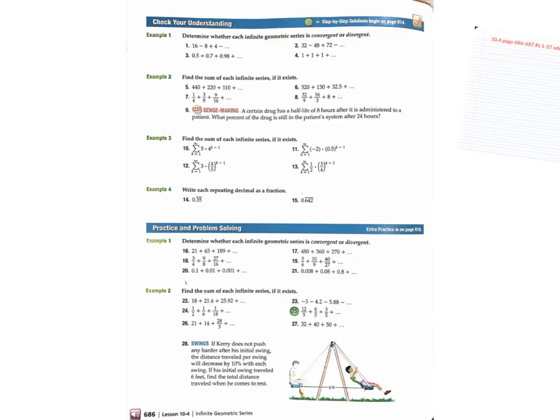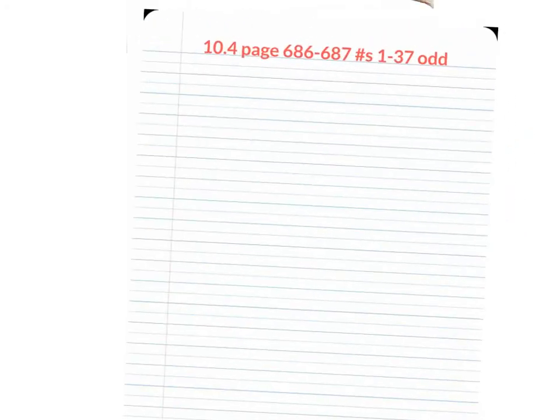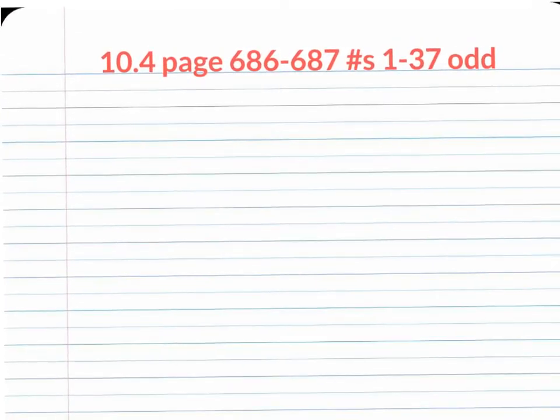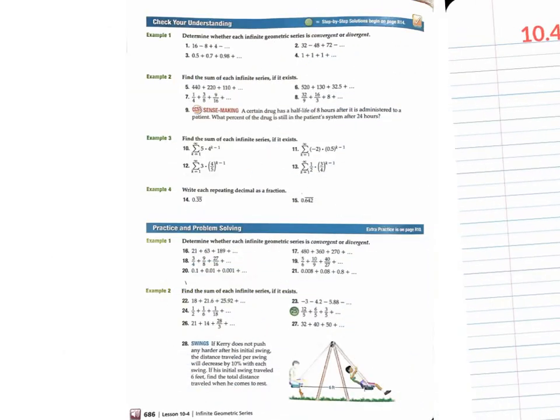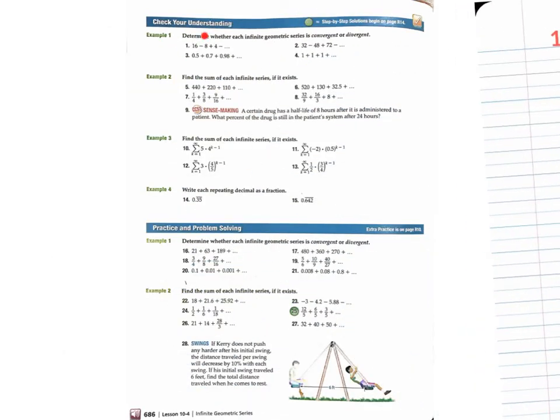Anyway, our homework for the next 2 days, all right? Not for today, all right? Because we've only covered 2 examples, example 1 and example 2. On the next video tomorrow, I'll be doing examples 3 and 4. Then we will be able to complete the whole entire assignment. So right now we're going to focus in on the first half of the assignment.